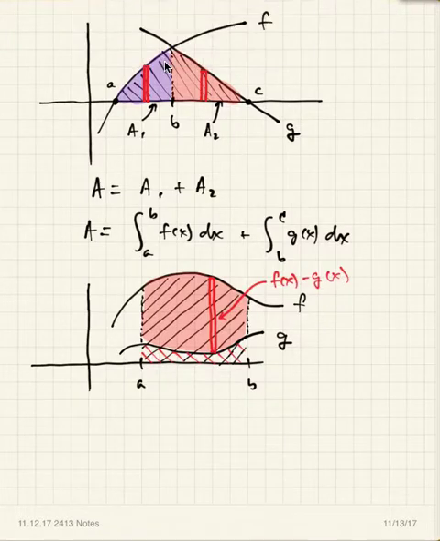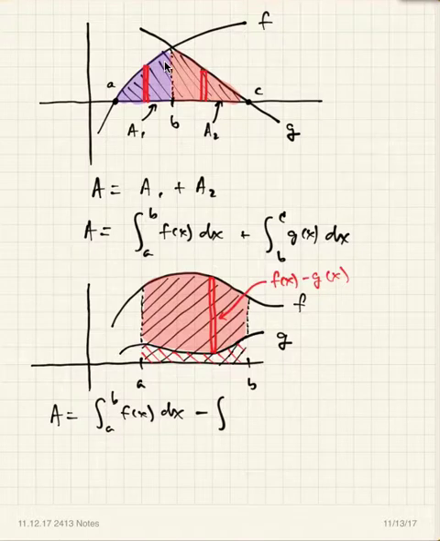So what we have is that our area, the area of the shaded region, should be the area underneath f between a and b, which would be given by this integral, minus the area under g, which would be given by this integral.